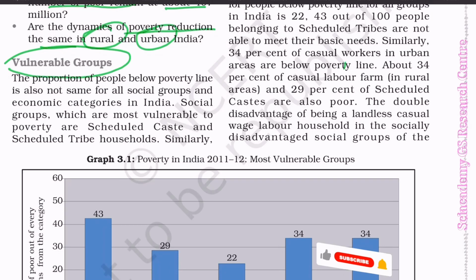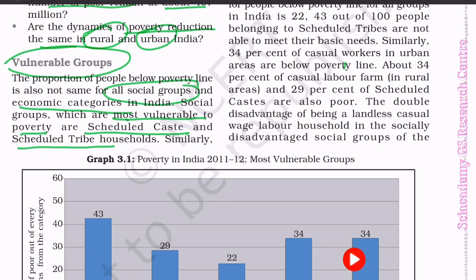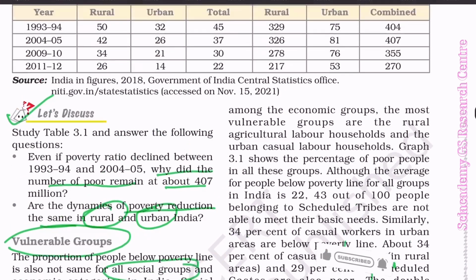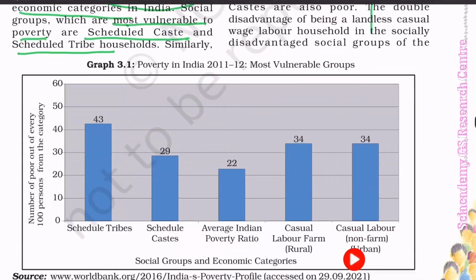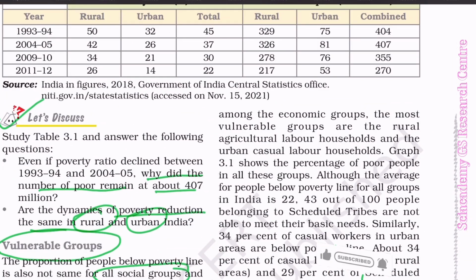Vulnerable groups. The proportion of people below the poverty line is also not the same for all social groups and economic categories in India. Social groups which are most vulnerable to poverty are the scheduled caste and scheduled tribe households. Similarly, among the economic groups, the most vulnerable groups are the rural agricultural labor households and the urban casual labor households. Graph 3.1 shows the percentage of poor people in all these groups.